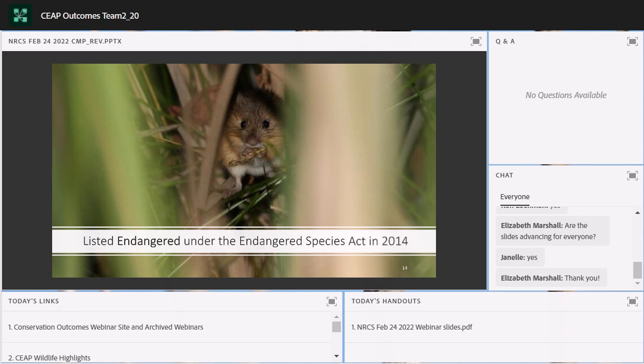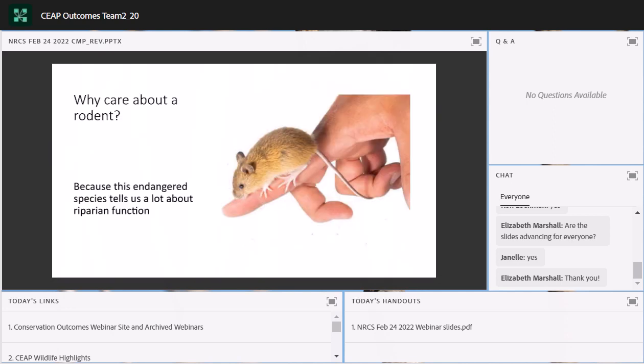The species was listed in 2014 as endangered, and at the time we didn't know a whole lot about its habitat use, its movement capabilities, or hibernation sites. And because it's listed, we're now studying this rodent, but it's also telling us a lot about riparian function and what we need to do to maintain habitat and have good functional riparian habitat.